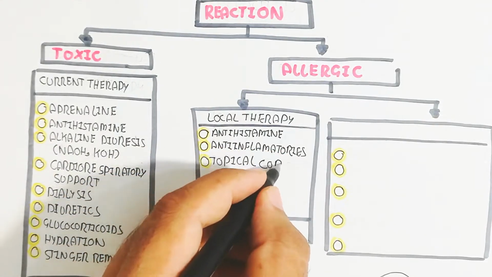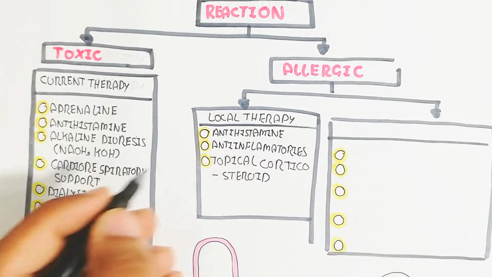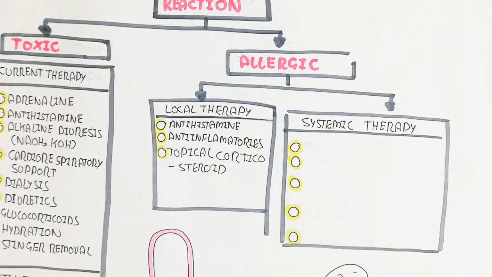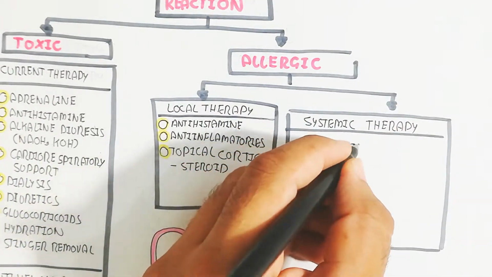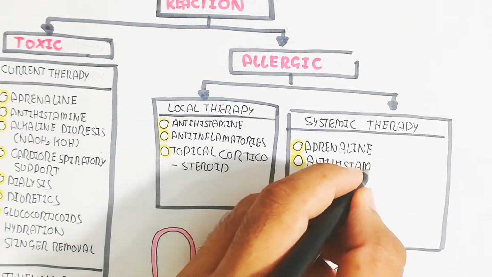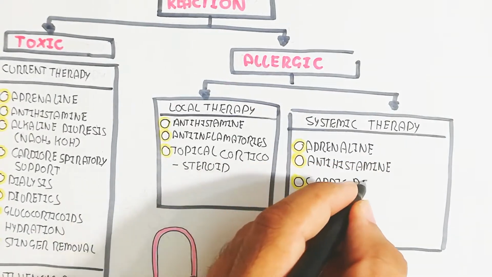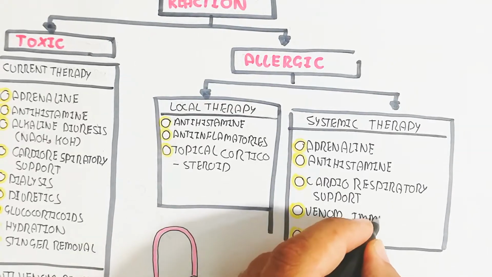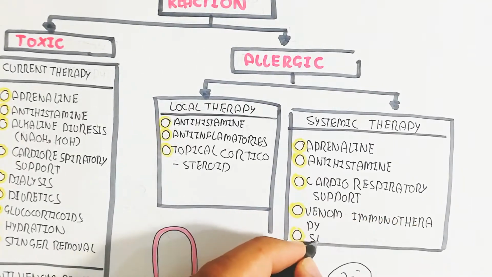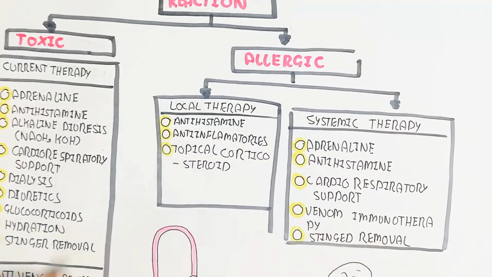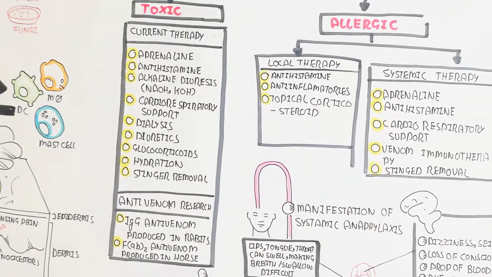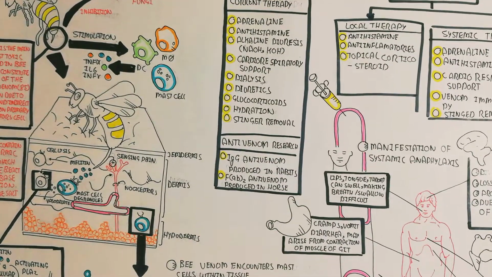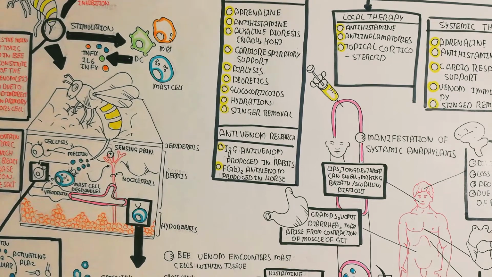For the allergic reaction, local therapy is antihistamine, anti-inflammatories and topical corticosteroid, while systemic therapy uses adrenaline, antihistamine, cardiorespiratory support, again venom immunotherapy and stinger removal. This therapy and injection will help to clear the effects of the honeybee bite.